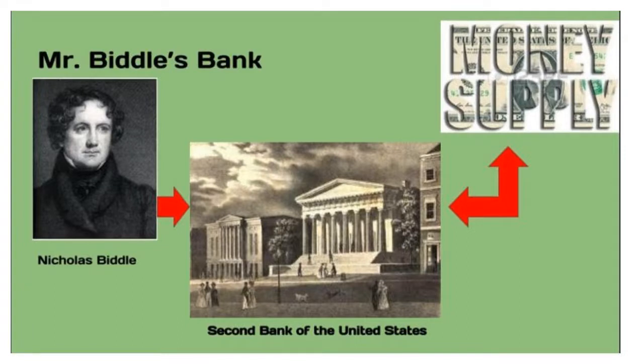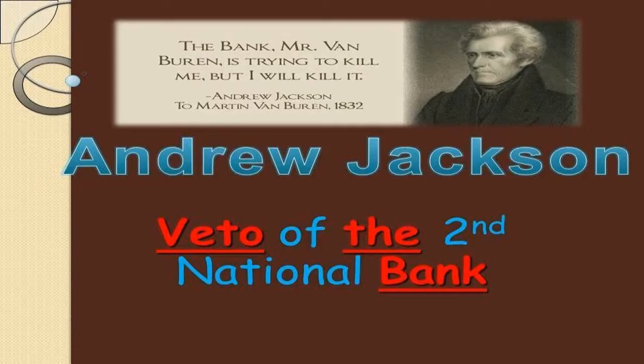To operate, the bank needed a charter from the federal government. Its charter was scheduled to expire in 1836, but Biddle asked Congress to renew it in 1832. That was an election year. Biddle thought that Jackson would agree to the renewal and not risk being defeated, but Jackson took the risk. All right. And Jackson vetoed Congress's renewal of the bank's charter.